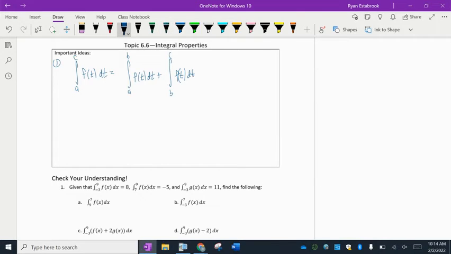So we can change our upper and lower bounds as long as I go from a to b and then continue from b to c, as long as these are the same. I wouldn't want to go from a to b and then start somewhere else. I'm going from a to b. Where I left off here is where I'm picking up on the next one.